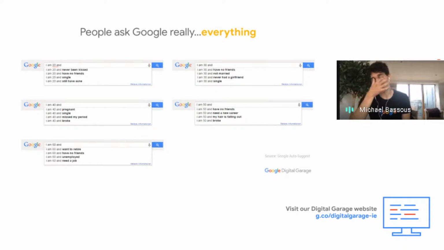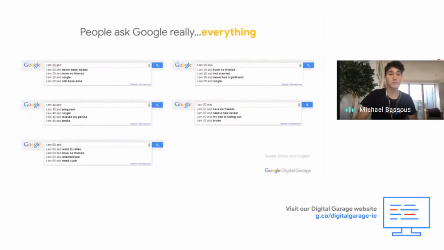So this is where we look into the scale. I have people from all ages, from 20 to 60, asking Google things that they might not want to ask other people. And as you can see from the deck and the slides, they're quite personal. It's like asking Google stuff that you probably only ask yourself.